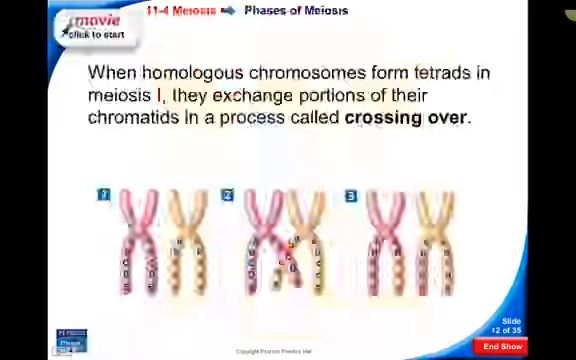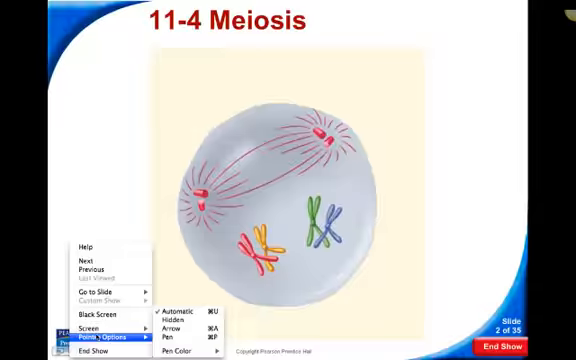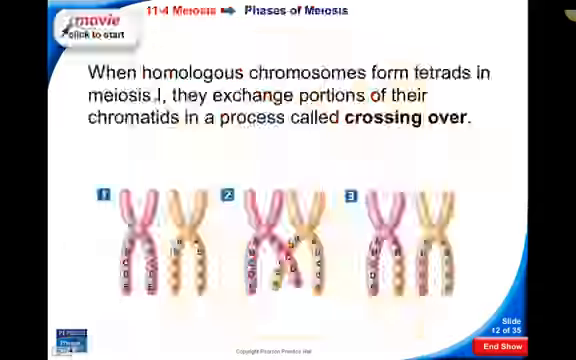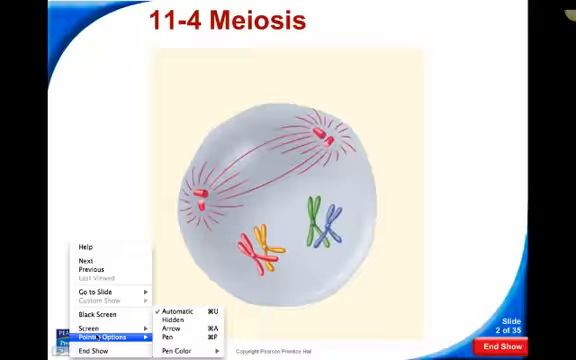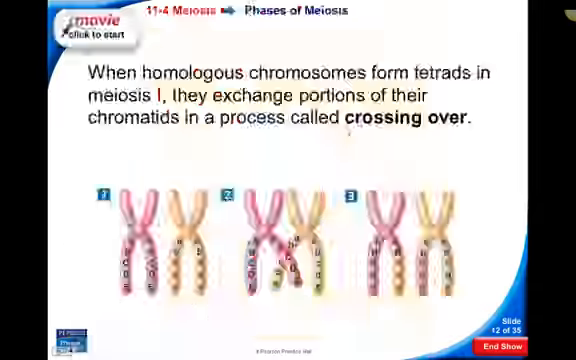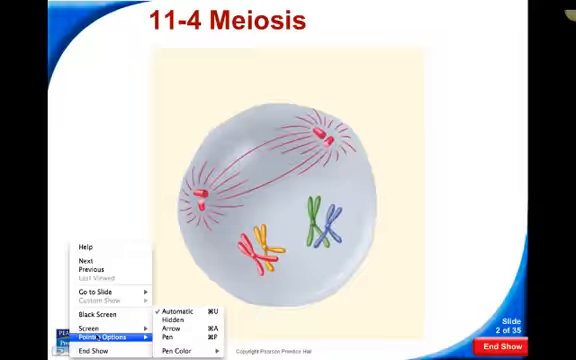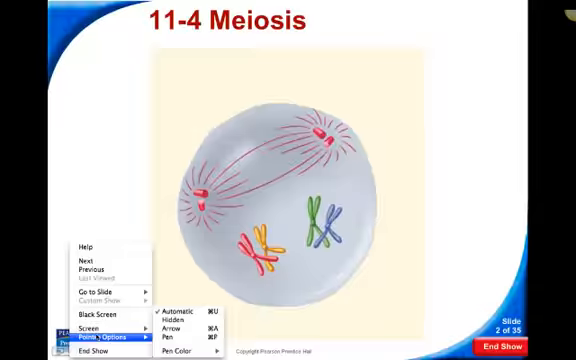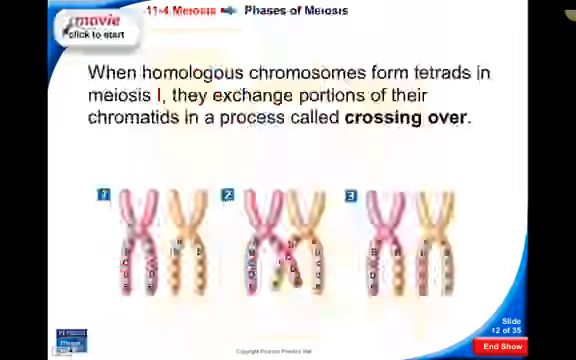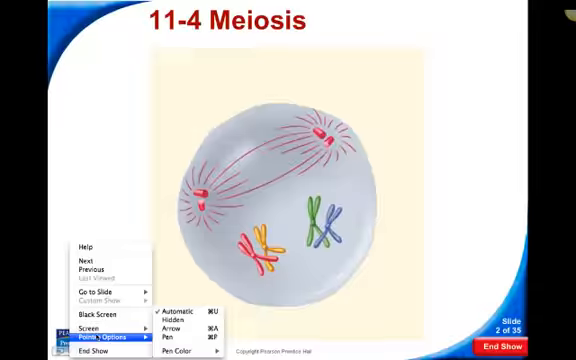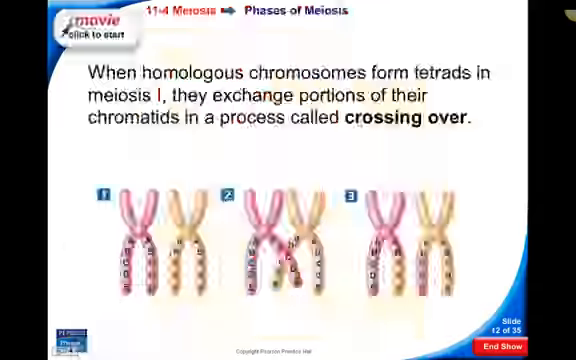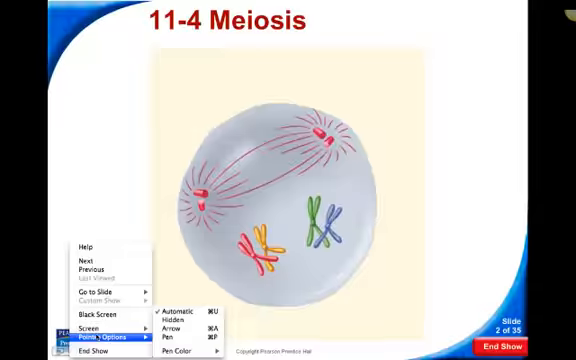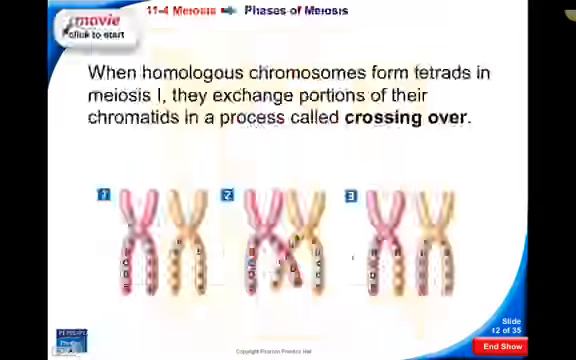Okay, so when homologous chromosomes form tetrads in meiosis 1, they exchange portions of the chromatids in a process called crossing over. What happens is they get together, they end up squeezing together so hard that pieces break off and are exchanged. So see how they switched legs here?